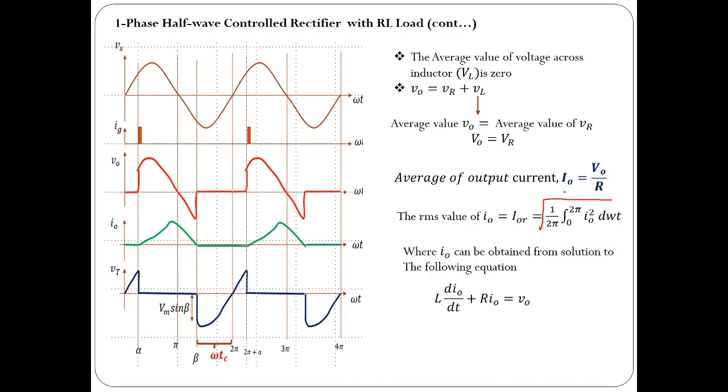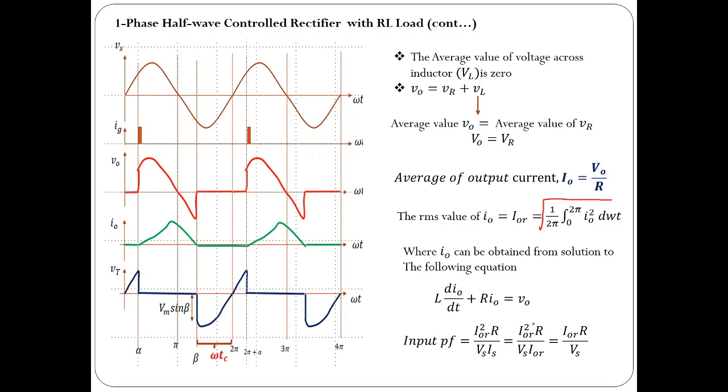So how can you obtain this I0 expression? That can be obtained by using this particular formula. According to KVL, V0 is equal to the voltage across the resistor plus the voltage across the inductor, where the voltage across the resistor is equal to R into I0, and the voltage across the inductor is equal to L into di0 by dt. Solve this equation with the initial conditions, and you will get the exact mathematical expression for I0. Substitute that in this equation and it gives you the RMS value of the load current.